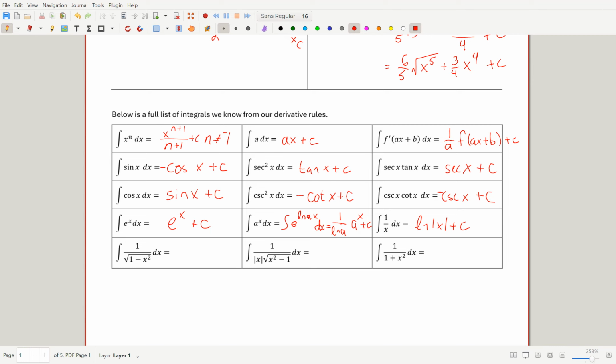Made that a little bit. The inverse. It is inverse sine, yeah. Yep. That is the inverse of sine.